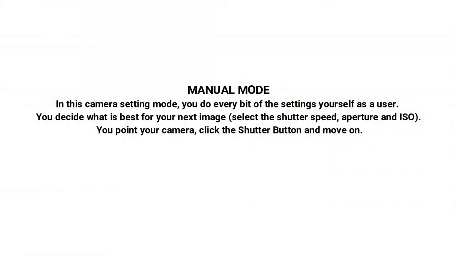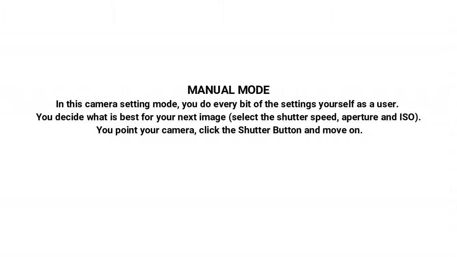Now to manual mode. In this camera setting mode, you do every bit of the settings yourself as a user. Now you decide what is best for your image, that is, select the shutter speed yourself, select the aperture yourself, and set the ISO yourself too. You point your camera, click the shutter button, and move on.